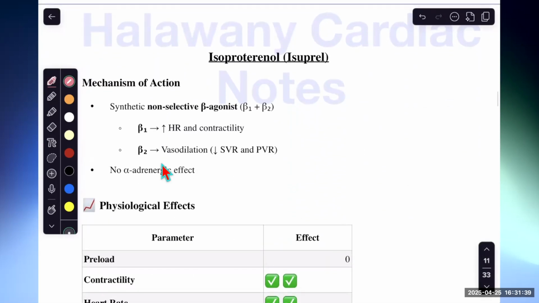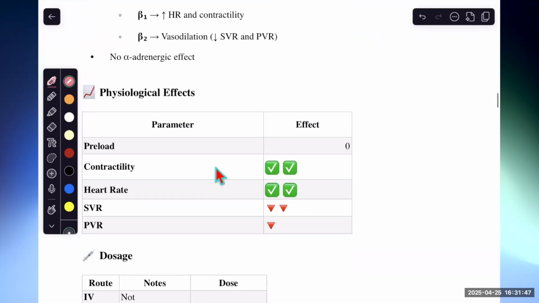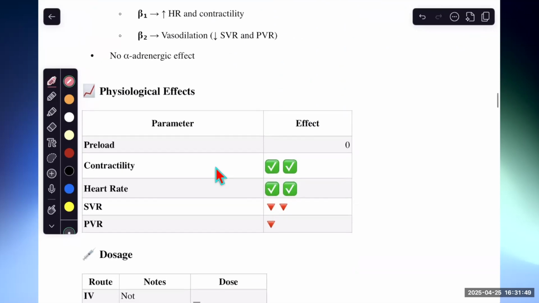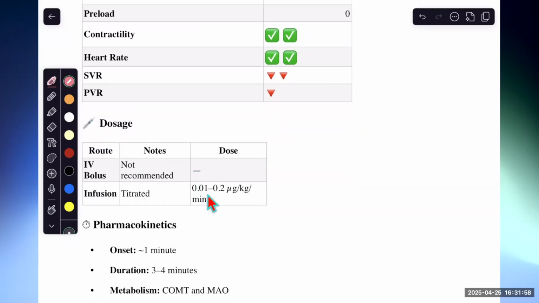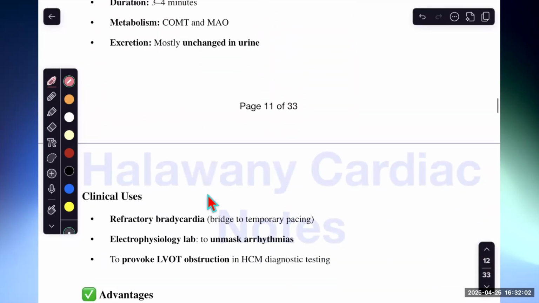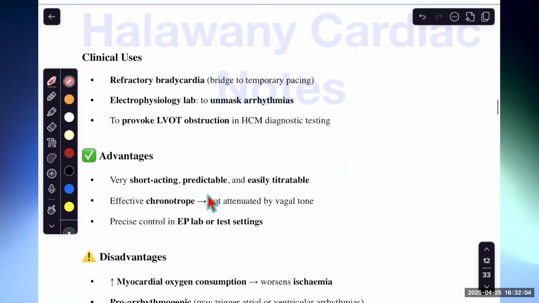Isoprenaline, the brother of dobutamine, but mainly for heart rate, mainly to decrease the BVR. Keep it in your mind that we are using it for contractility, but mainly it increases heart rate and mainly decreases the BVR. Titration is the same, 0.01 up to 0.2, same pharmacokinetics. So we are using it, as I told you, for refractory bradycardia for pacing until you put the pacing in.